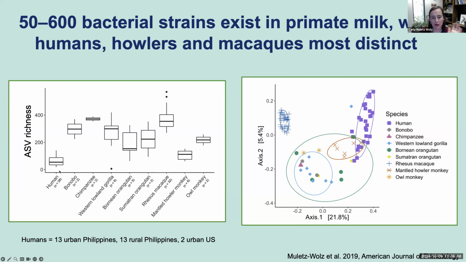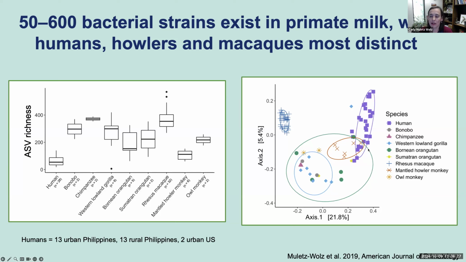Humans had the lowest microbial diversity compared to all of our primate cousins. Mantled howler monkeys were the next lowest, and they are actually unique here. They're the only other species in this data set that are in their natural settings. All the other species were animals in captive facilities, while these were sampled in the wild. Just anecdotally, I don't know if that has anything to do with this pattern.